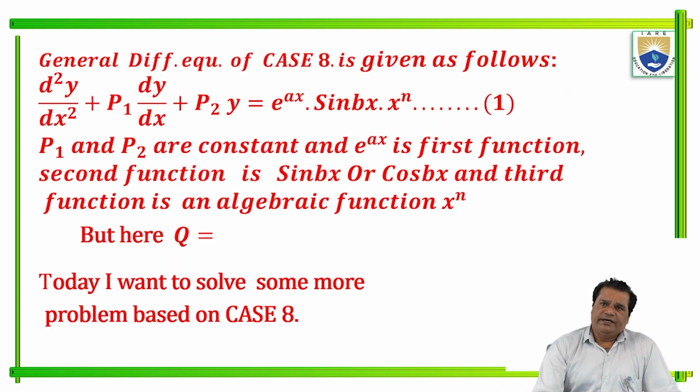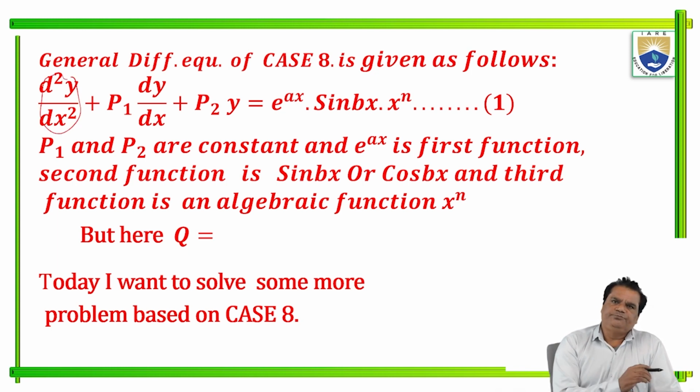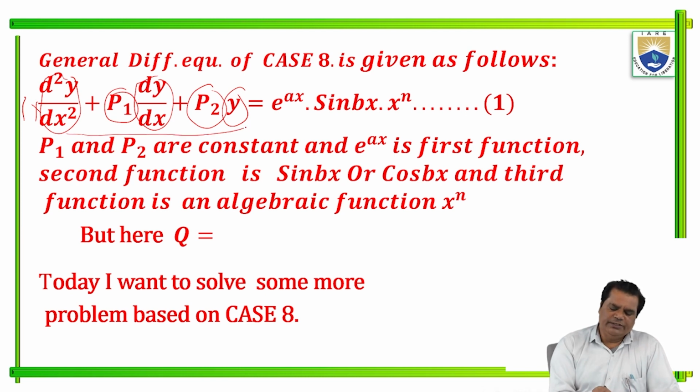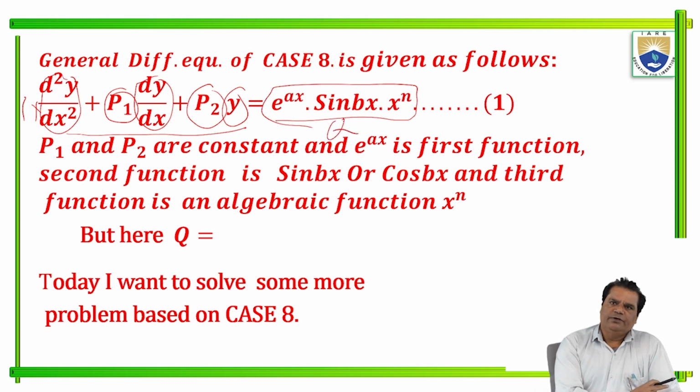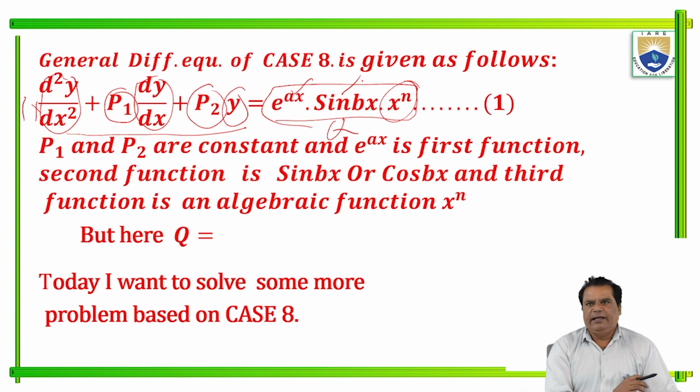The general differential equation of case 8 is given as follows. Here d2y by dx2 is the second derivative, multiplied by one; dy by dx is the first derivative, multiplied by p1, where p1 is a number; and y is multiplied by p2. So there are three terms in this differential equation. On the right hand side is the function Q, which has the exponential function e to the power ax, the trigonometrical function sin bx, and the algebraic function x to the power n.